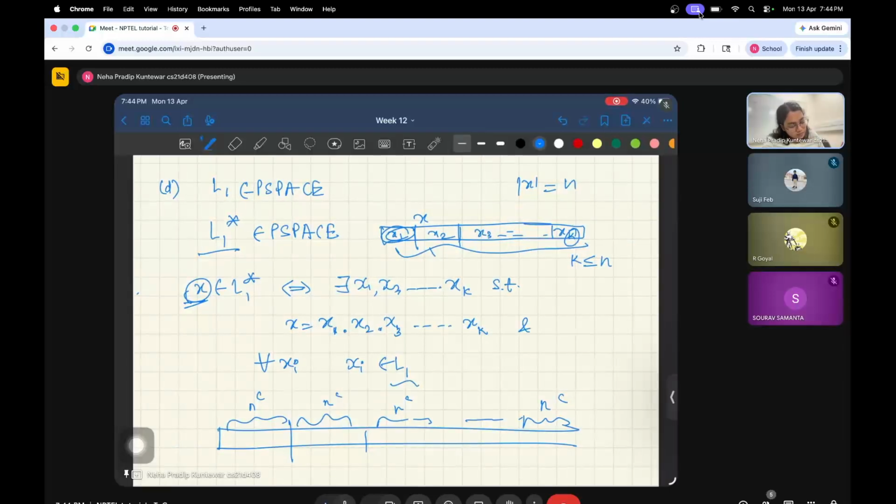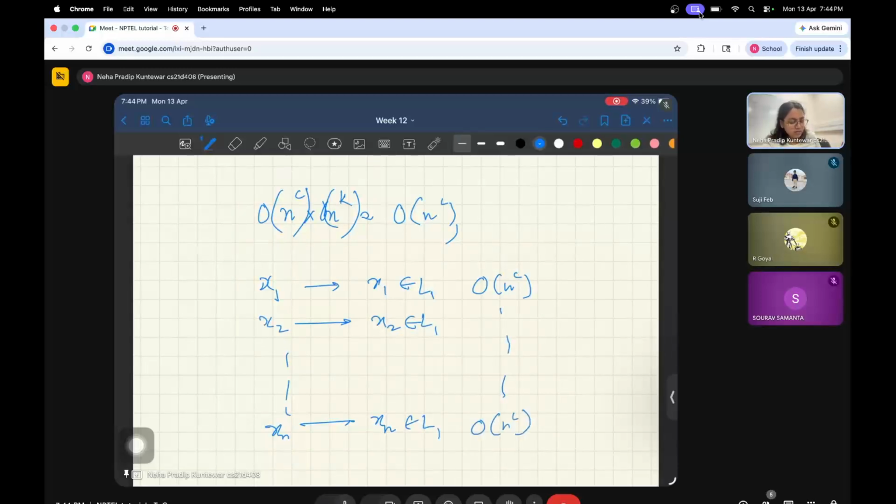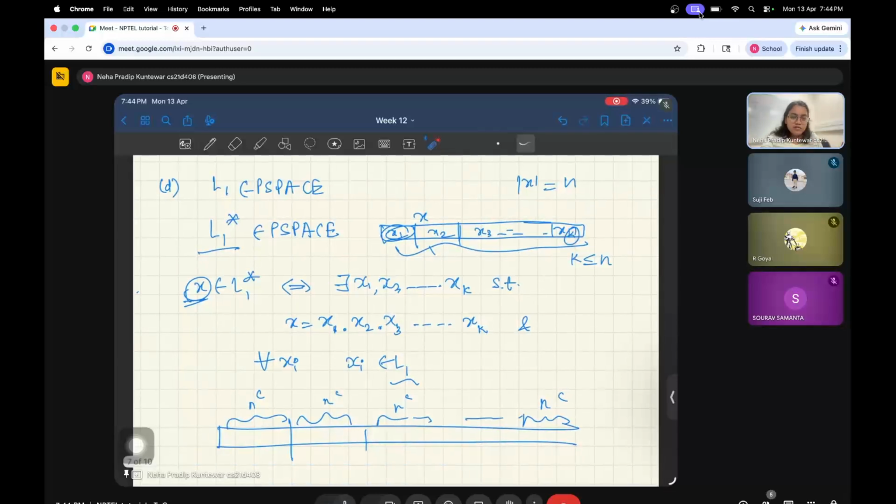So for x1 you check if x1 is in L1. This takes order n to the C space. For x2 you check if x2 is in L1. Keep on doing this for all of them. There are at most n many of them, and each takes order n to the C space. Totally it takes n times order n to the C, which is still a polynomial amount of space. The worry we had was that with so many chunks we might blow up space, but that does not happen because you are running in terms of the input size. So the partitions cannot be large.